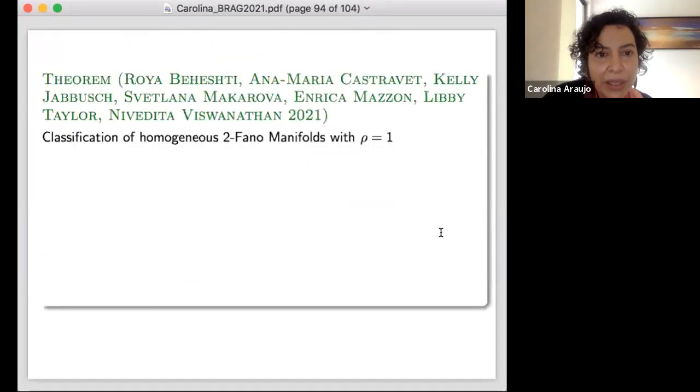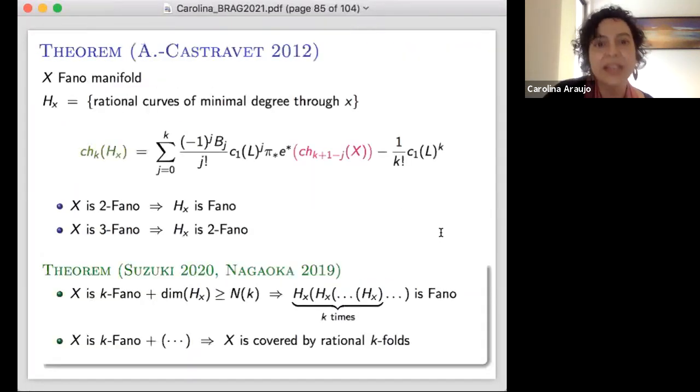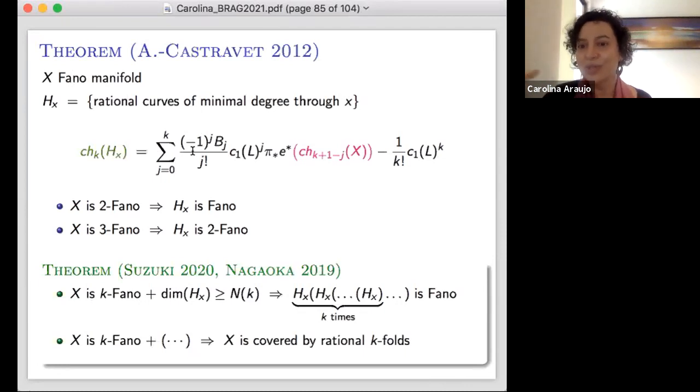So in this case, I think I have the formula here. So this is the formula for the Chern characters, and you see that there are some negative and positive signs. So it's hard to control this. What we have to do is to rewrite things in a way so that the negative signs get compensated by the positive signs.